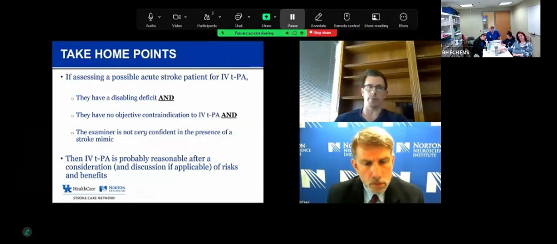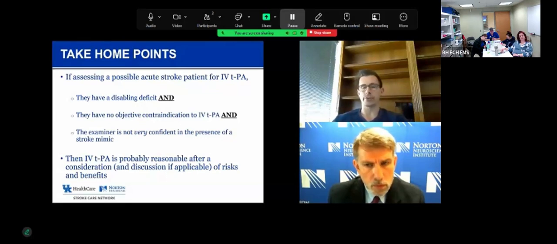So the way I sort of synthesize this and put this together, if I'm seeing a patient in the emergency department who is maybe having an acute stroke, if they have a disabling deficit, if they don't have a contraindication to TPA, and I am not 100% sure they're having a mimic, then I at least consider treating them. I talk to them about it. I tell them I'm not sure you're having a stroke. If you're not having a stroke, this risk is lower. These are the risks and benefits of TPA, but I can't definitively exclude this.